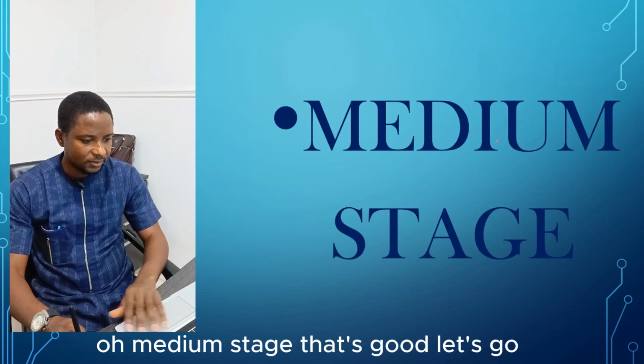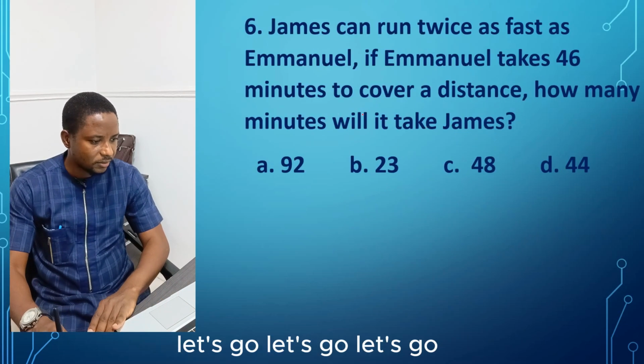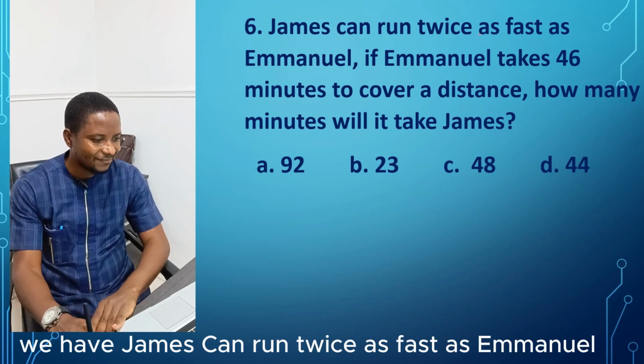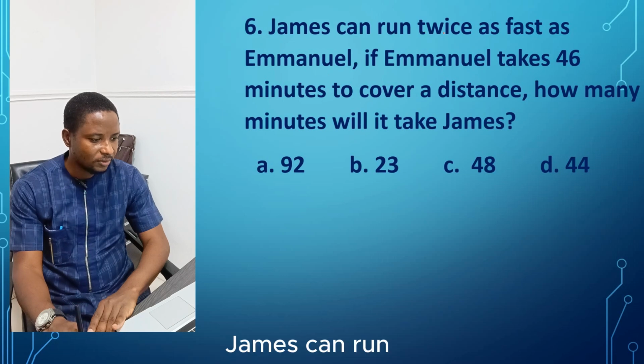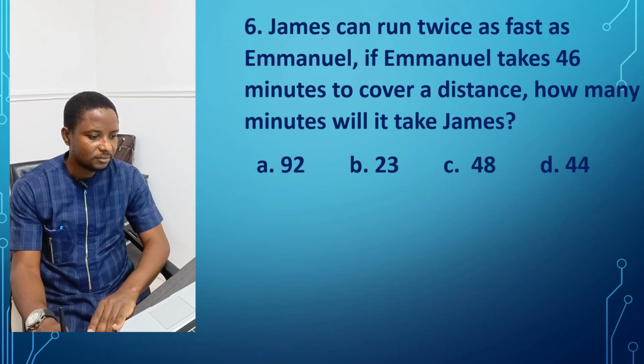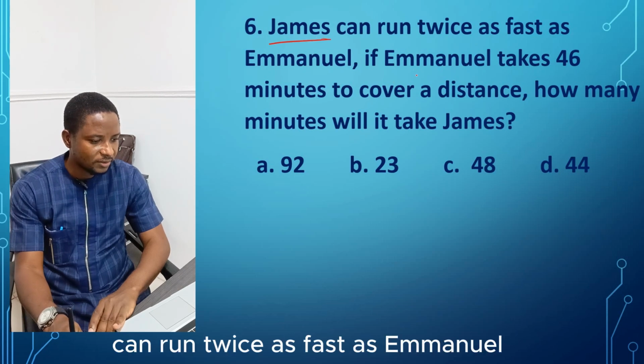Medium stage. Let's go. We have: James can run twice as fast as Emmanuel. So James can run twice as fast as Emmanuel.